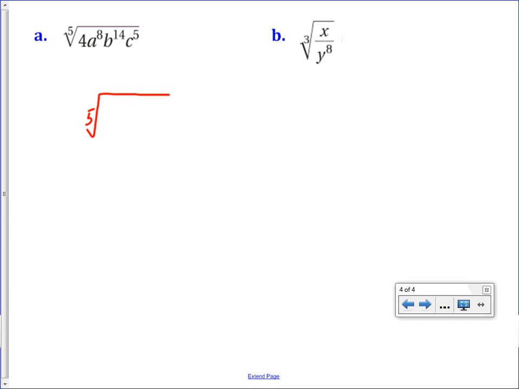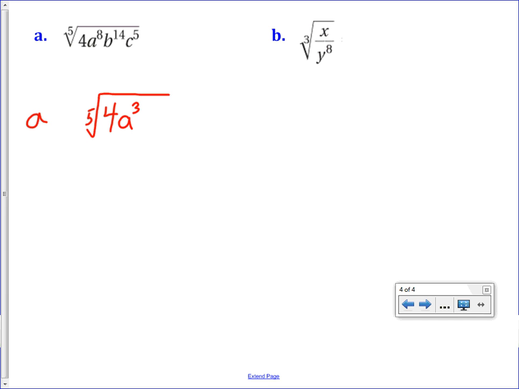So I'm starting with, from left to right here, the fifth root of 4. 4 does not have a fifth root. We can't break down that 4 at all into things that do have fifth roots. So we're just going to leave the 4 alone, inside. The a to the 8th power. I can bring out one group of 5, right? And a to the 8th, a to the 5th comes out, which will leave me with a to the 3rd inside. Since I'm only bringing out one group, I will write a out front. The a to the 3rd stays inside.